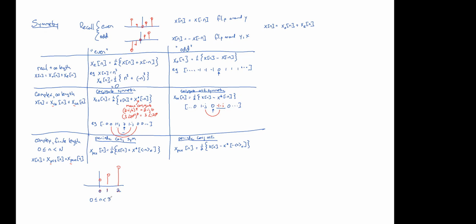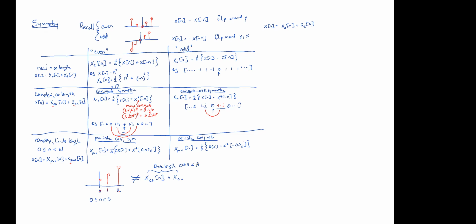Why can it never be symmetric or antisymmetric? We want to break this thing up into even-like and odd-like finite length parts. Why can't we do that? For this finite length signal, why is it not possible to break this up into a conjugate symmetric part plus a conjugate antisymmetric part, where both of these are finite length, 0 is less than n is less than 3? Why is that not possible?